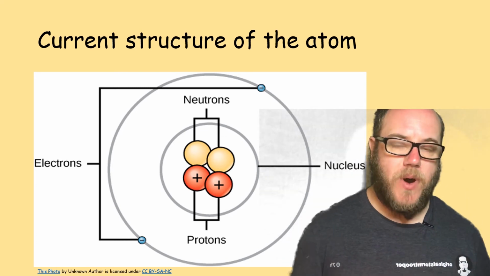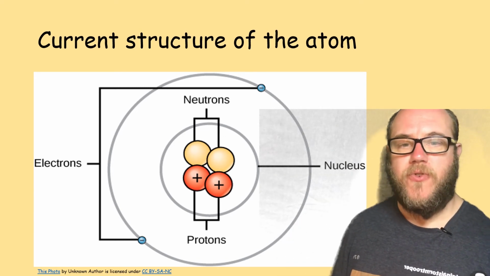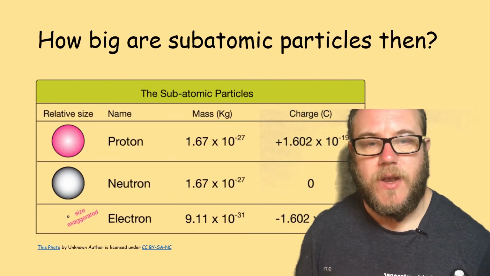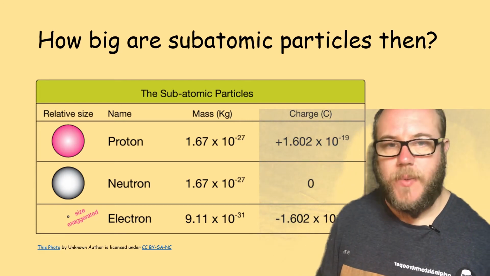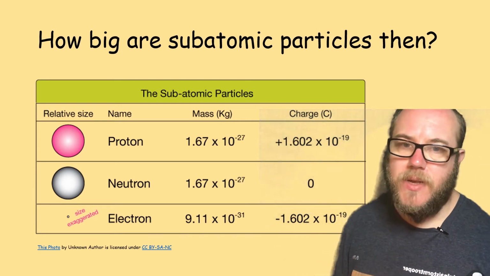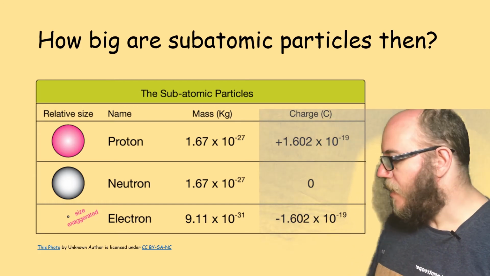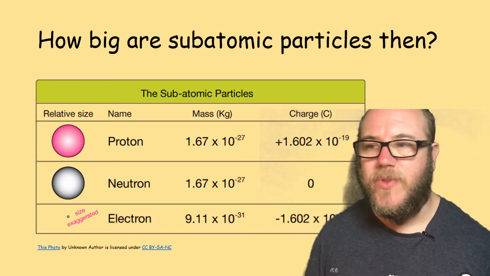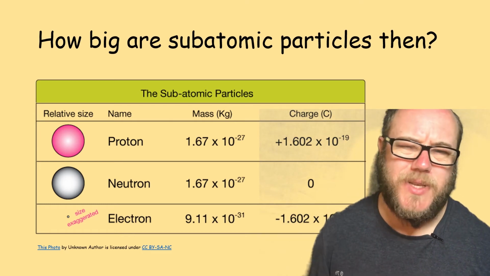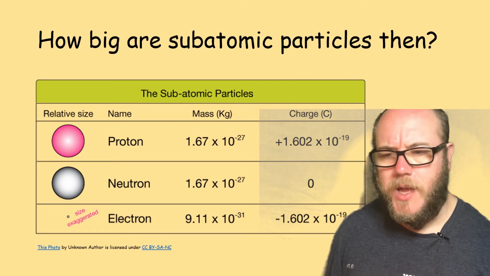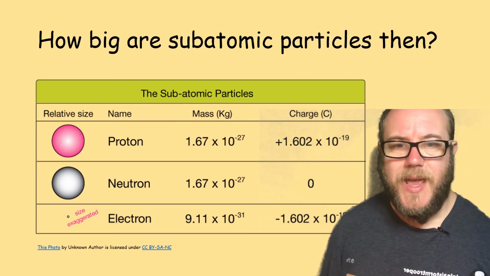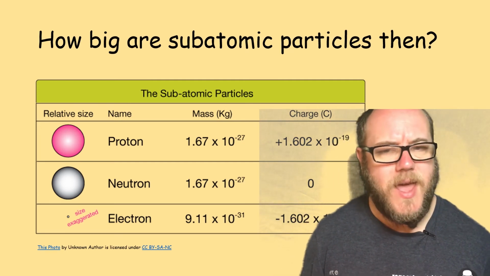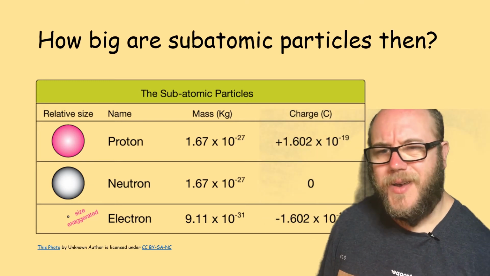So we've got the positively charged protons. They sit with the neutrons in the nucleus. These are called nucleons. But let's have a quick look. How small are these subatomic particles? Well, look at these numbers. They're tiny. A proton weighs 1.67 times 10 to the minus 27 kilograms. That's a ridiculously small number. It's also a ridiculously hard number to remember. And the charge on a proton is 1.602 times 10 to the minus 19 coulombs. That's again a ridiculously small number and a hard number to remember.